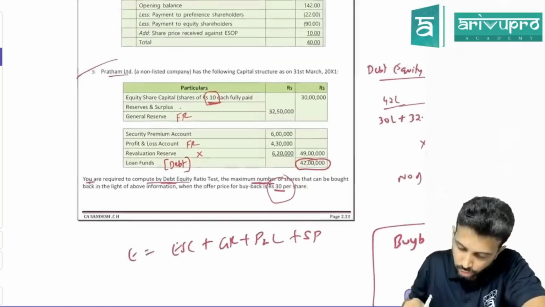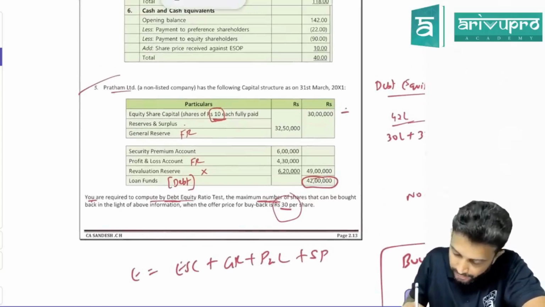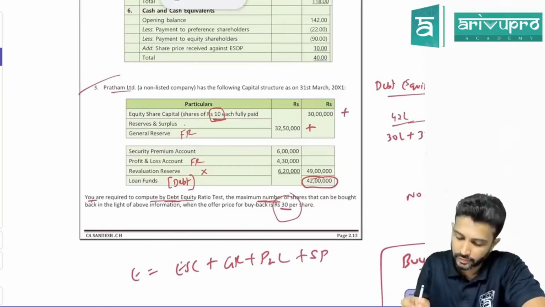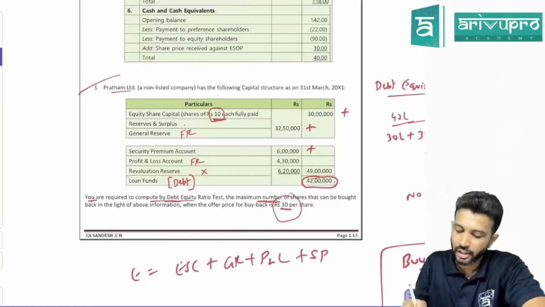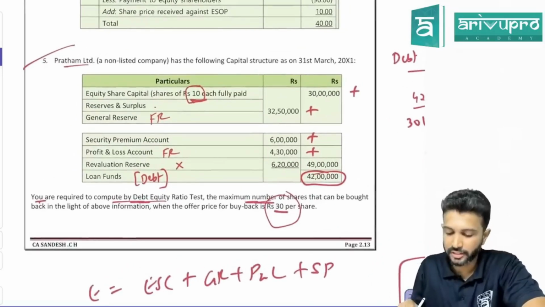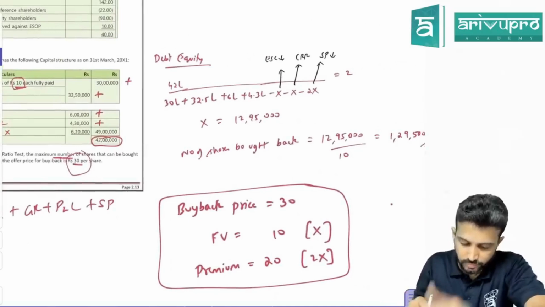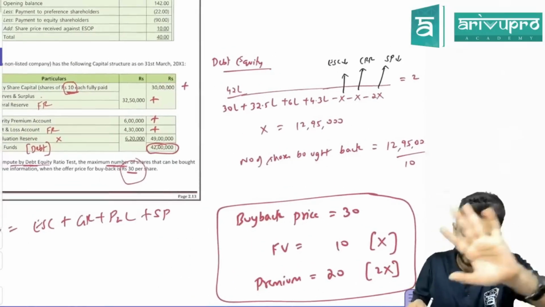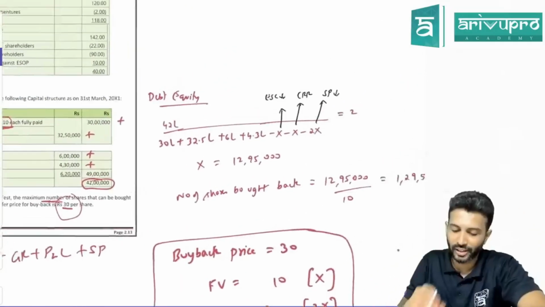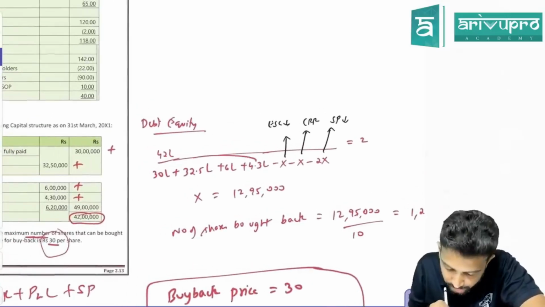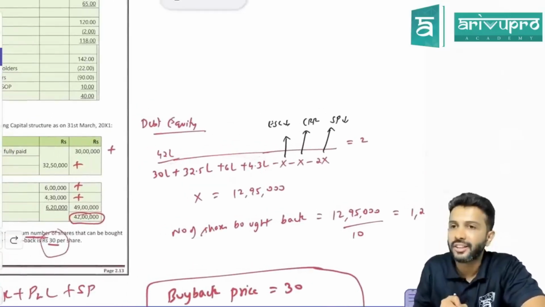So take your calculator. 30 lakh is your equity share capital. Add this, plus 32.5, which is 62.5. Plus 6, so 68.5. Plus 4.5 makes 73. Whatever number you're getting, it's okay, no problem. So I added all this.